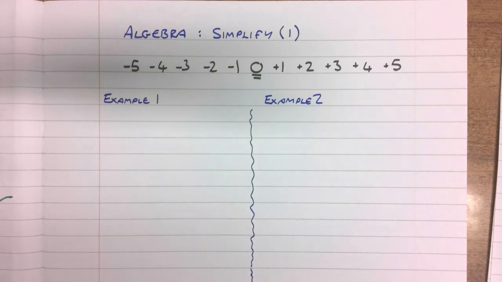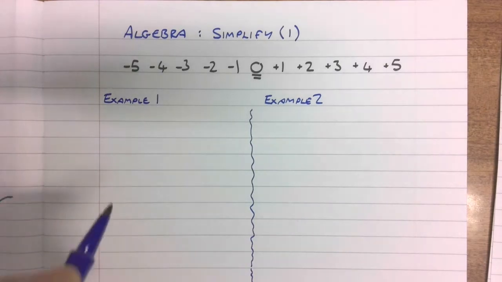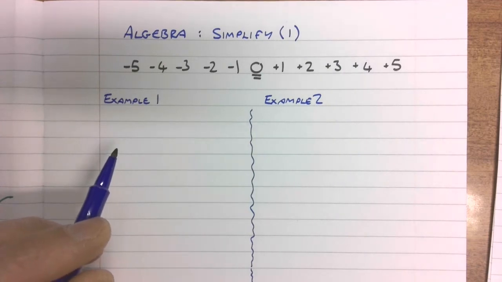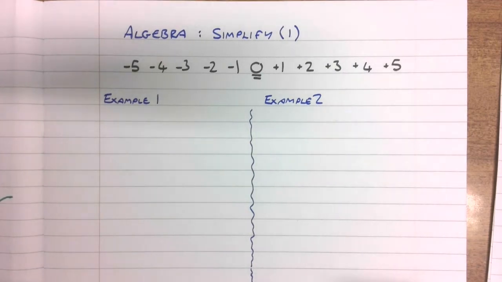Hello, it's Mr. Fletcher here again. We're going to be doing some algebra today. We're going to be doing some simplifying. So we're going to do our first example where we're going to use the letter A. Now A just represents a number. I'm just not telling you what the number is, okay?